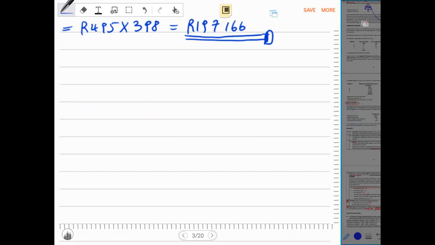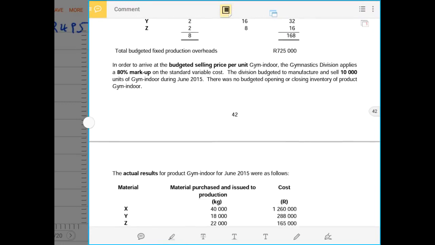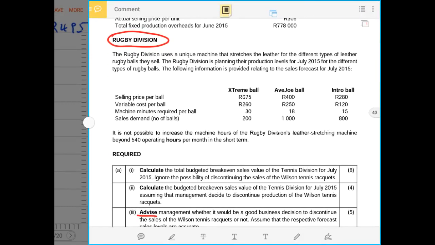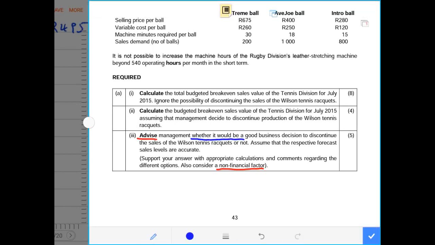Then we continue on that same note to the third bullet point under number A. Number A, we are to advise the management as to whether it will be a good decision for the business to discontinue the sale of the Wilson tennis racket or not. Assume that the respective forecast of sales are accurate and support your answer with appropriate calculations.